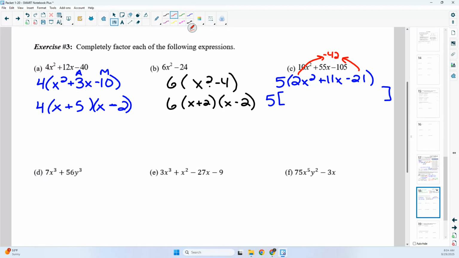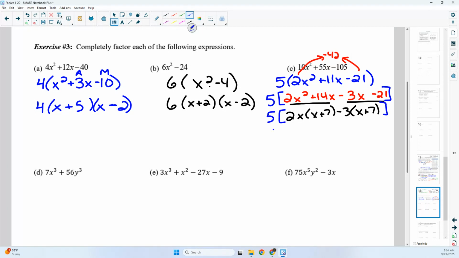My multiplier number is negative 42. Not necessarily the most obvious factors of negative 42. I usually think of 6 and 7 as the main ones I would go with, but 14 and 3 does work here. So we're going to do our 2x squared and our minus 21. We're going to split the middle into 14x and negative 3x. And then we'll go on to our grouping. So I have 2x times x plus 7, negative 3 times x plus 7. And then we're going to take out the x plus 7, leaving me with a 2x minus 3.